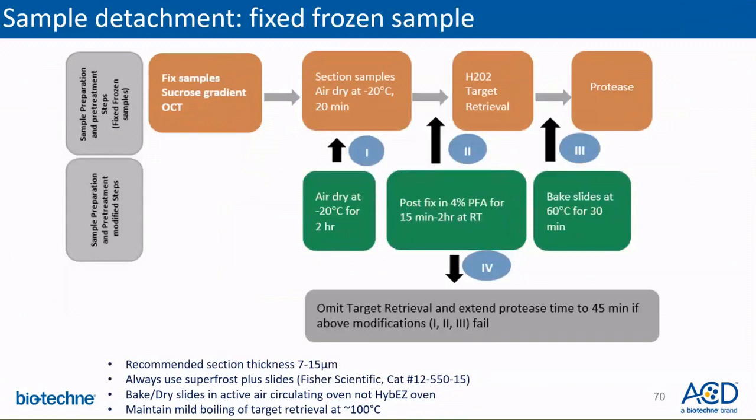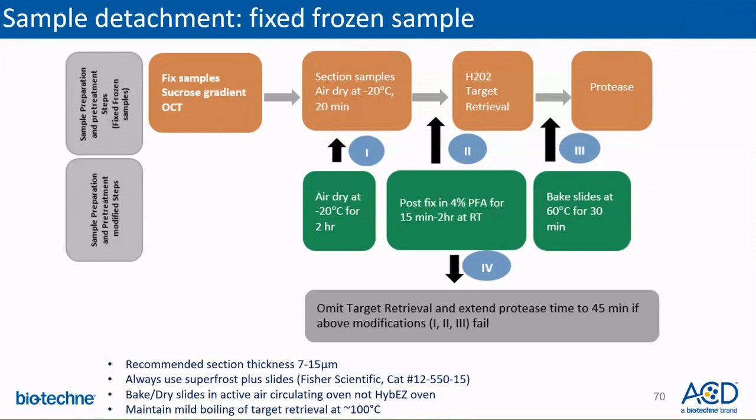For sample detachment issues with fixed frozen tissues, we recommend drying the slides at -20 degrees centigrade for 2 hours after cryo-sectioning. Add a post-fixation step before hydrogen peroxide and target retrieval treatment, the duration of which can extend anywhere from 15 minutes to 2 hours at room temperature, depending on your sample.